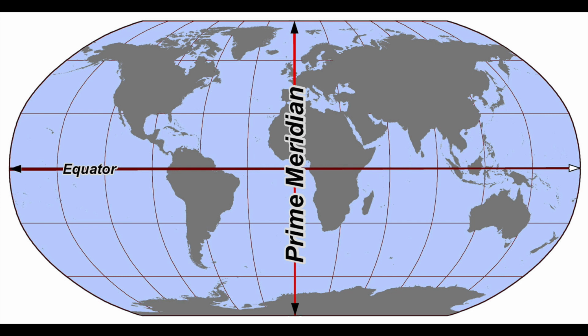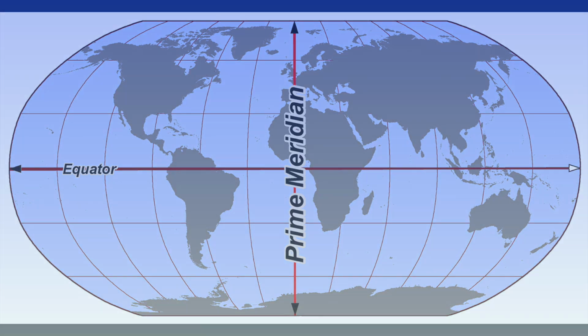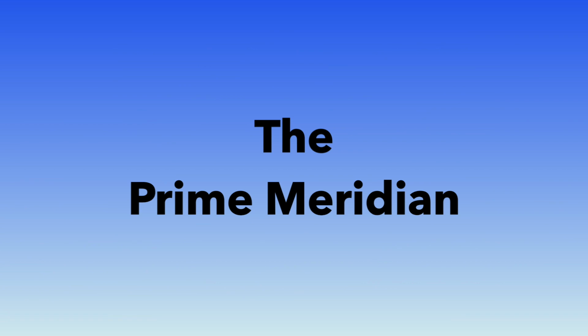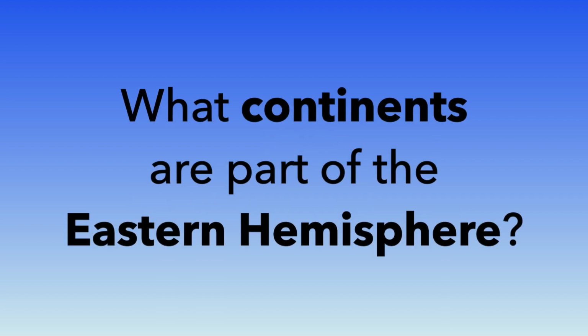What line separates the Eastern and Western Hemispheres? Well, it's the Prime Meridian. Let's look at that map again. What continents are part of the Eastern Hemisphere?